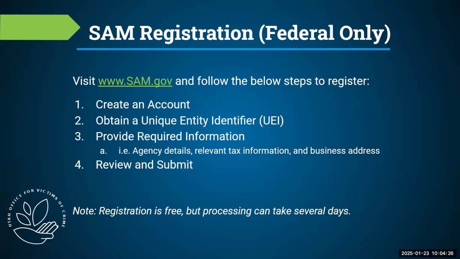Step 3 is to provide any required information, such as relevant tax identification information, a business address, and any other relevant details. The final step for SAM registration is reviewing your information, making sure it's accurate, and submitting your registration. Please note that registration is free, but processing can take several days. Ensure you complete this step well in advance of the application deadline and avoid any risky or suspicious agencies offering to do it for you if you pay them.